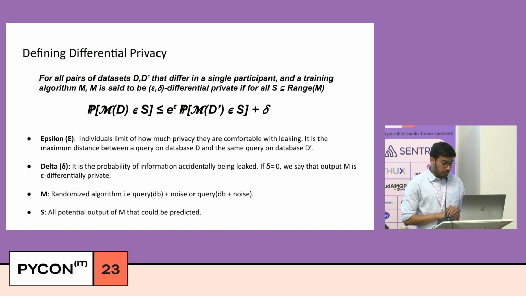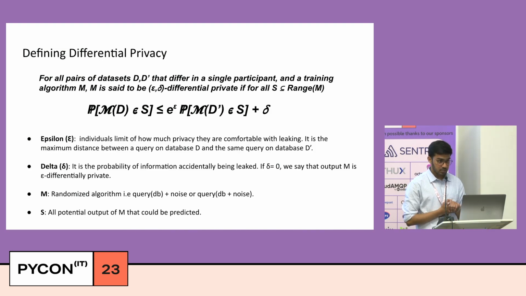and an algorithm M. This algorithm can be anything, but we define M to be epsilon-delta differentially private if for all S, the output of my algorithm, so all possible outputs of my algorithm, the probability that the output for the first data set is in S is less than or equal to e raised to epsilon times the probability of it being in S for D prime, with a delta parameter added on top.